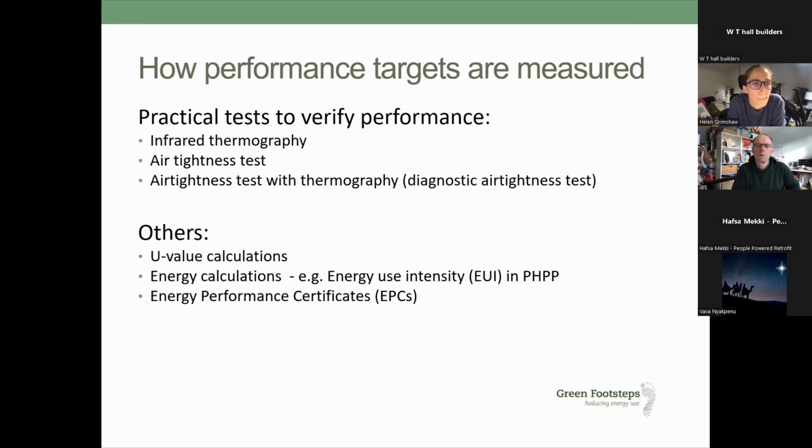Now, again, because you guys are mainly building professionals, you may be aware of, we are really limited as to how we verify performance. Infrared thermography, we can use that as a standalone thing, and you may well have already just used available cameras. I don't know, John, does Zero Carbon Harrogate have a camera available for use in the area?